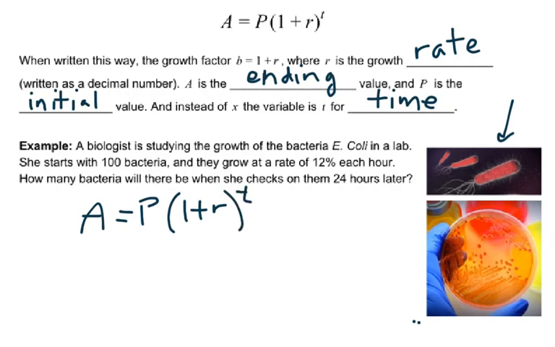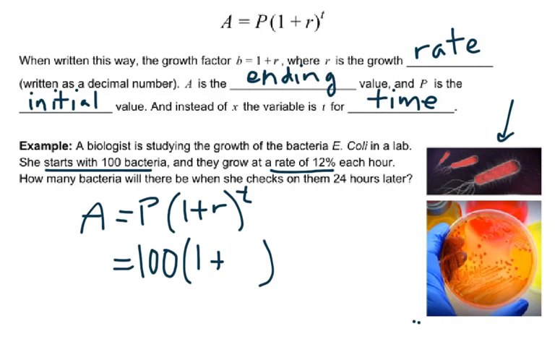So what we're looking for is how many bacteria there will be. So that's our A, so that's what we're looking for. And so then that equals P, our initial value. So she starts with 100, so that's our P value, 100 bacteria. We got 1 plus, and so then r, we need our growth rate. So it says the growth rate is 12% each hour.